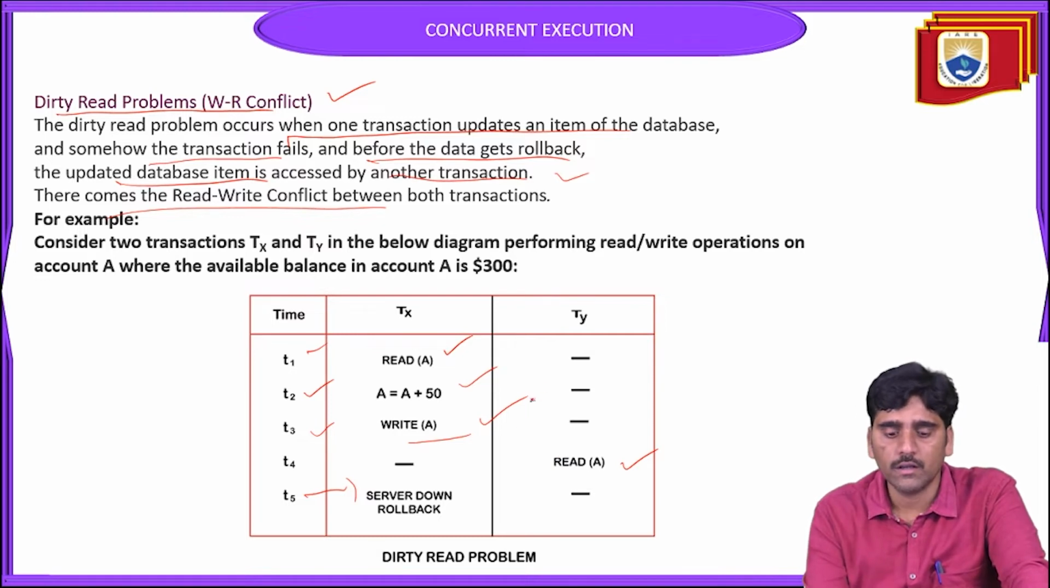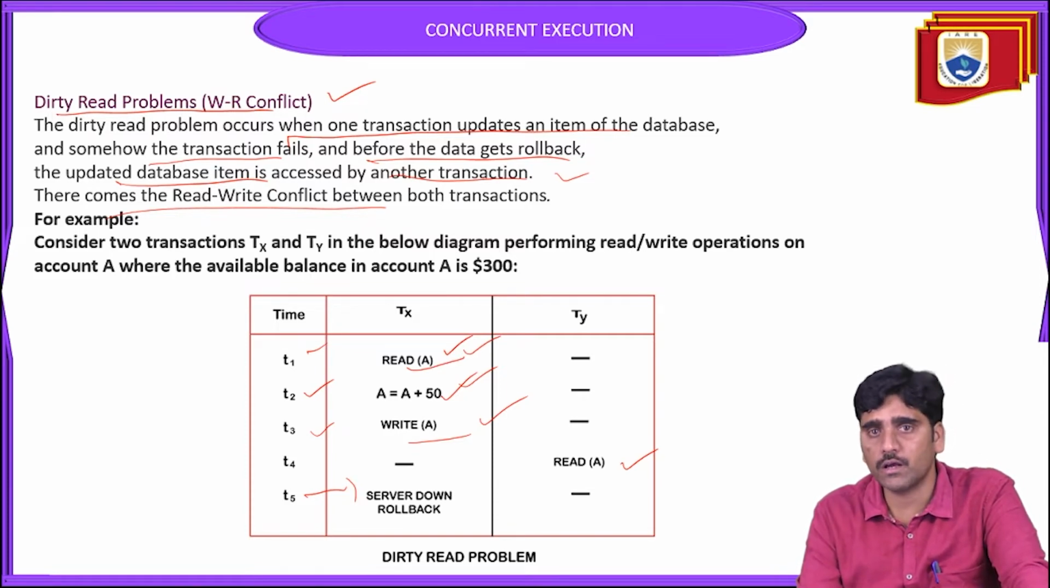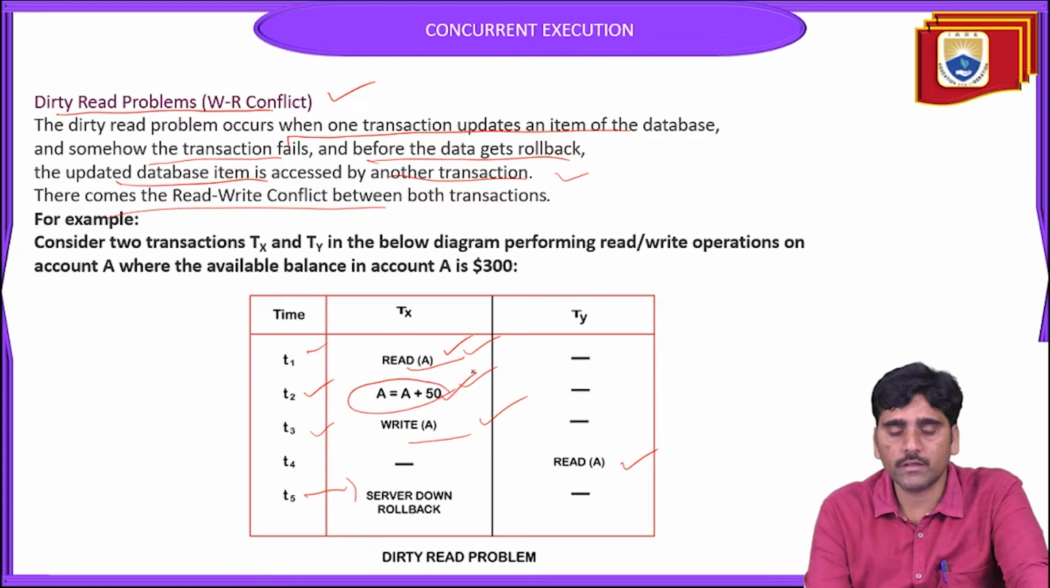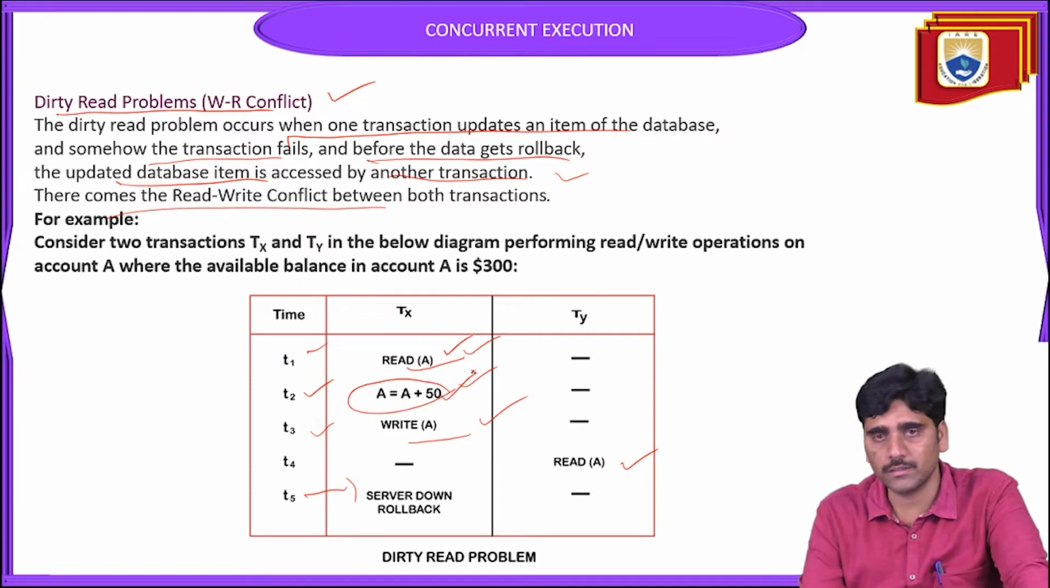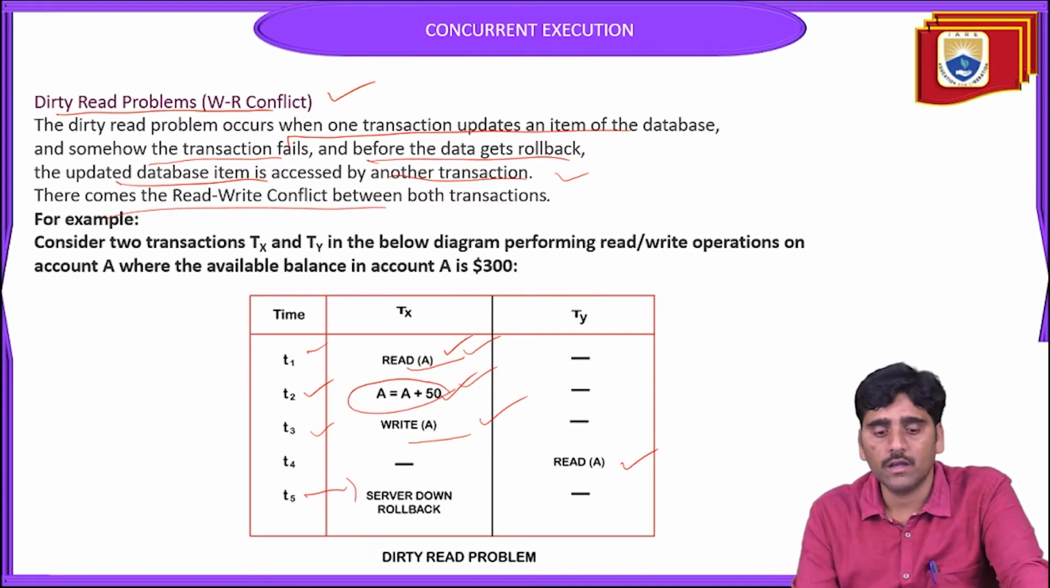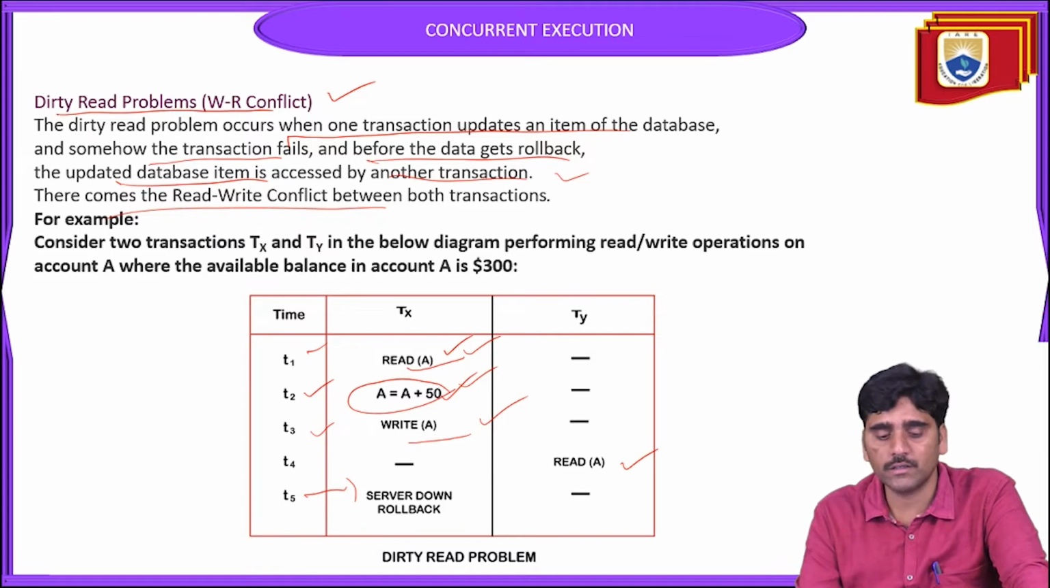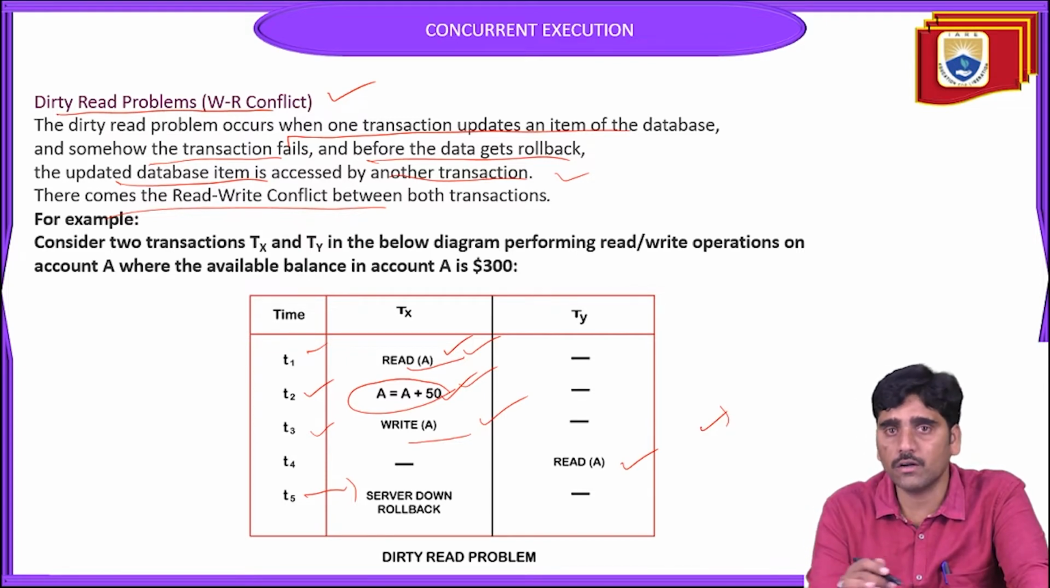So here the transaction is going to display the amount which is 250 or 350, which does not have the effect of the update operation. It is not going to show the effect of the update operation on the transaction. So that is one conflict. That is nothing but the dirty read problem, the write-read conflict.